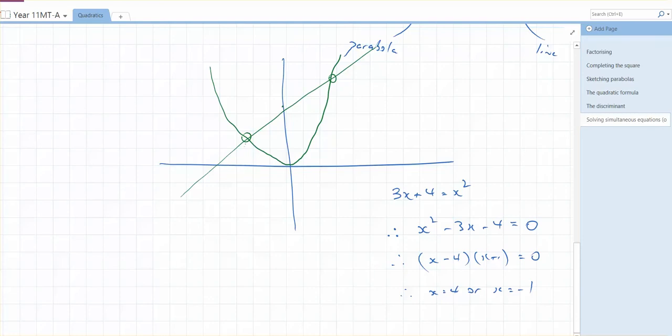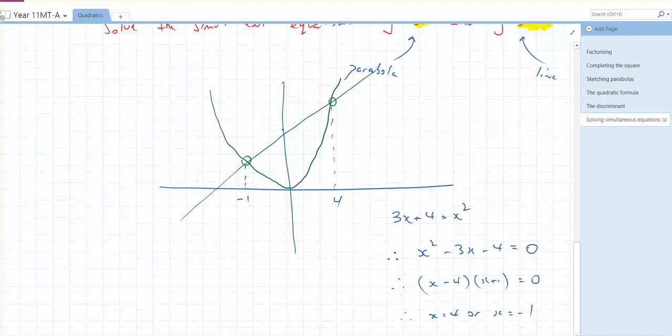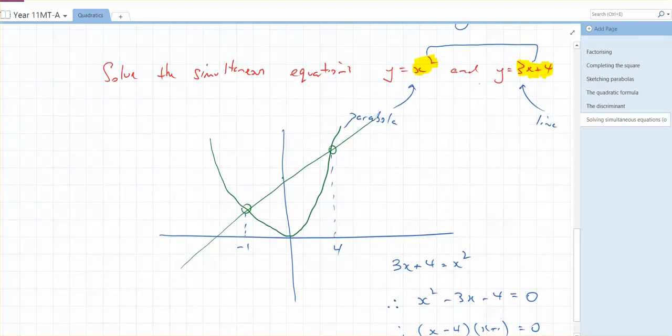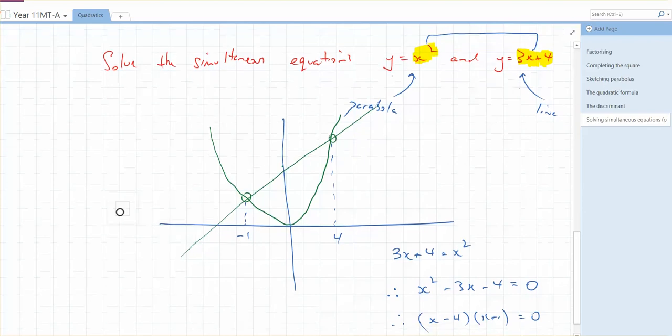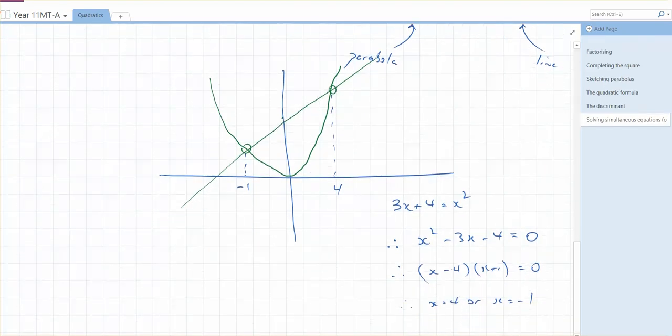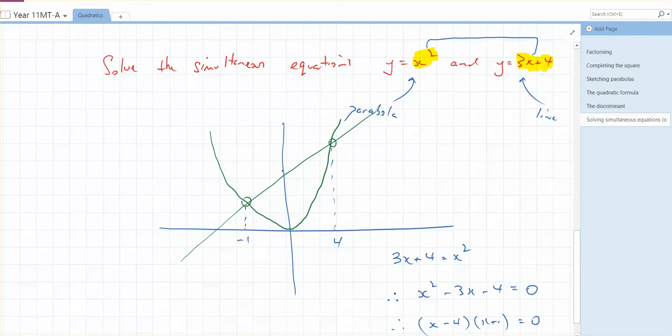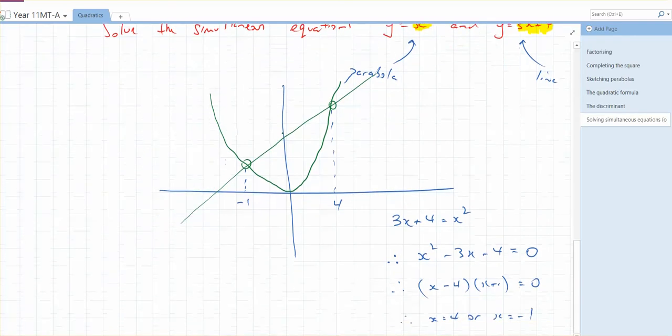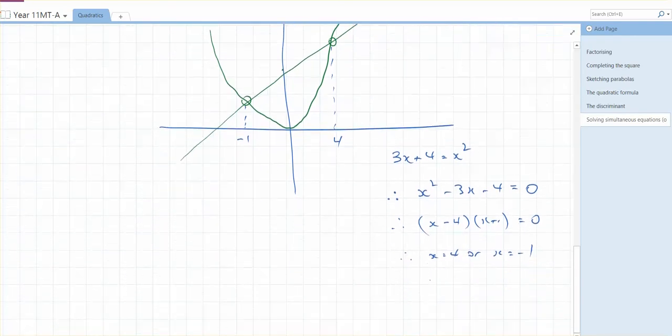Now they're going to be the x coordinates of my points of intersection. But in order to solve the simultaneous equations, we're going to need to find out what y is as well. Well, y is equal to x squared. We can put these values of x back into either of my starting equations. And let's put it into x squared, because that's easy. So when x equals 4, y is equal to 4 squared. And when x is minus 1, y is 1.